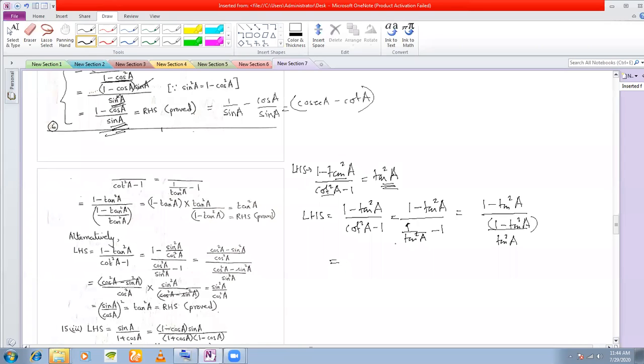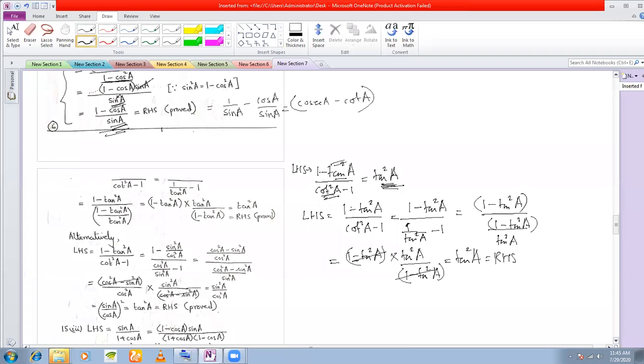So now this will cancel. 1 minus tan square A into tan square A by 1 minus tan square. Okay, so these two are going to cancel. So you get tan square A, which is equal to your right hand side. So what did I see here? I saw that the right hand side only contains a tan and my left hand side contains a tan and a cot. So even if I don't change to sine and cos, still it will work.